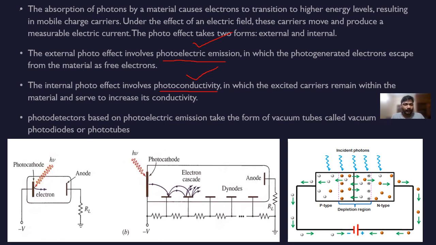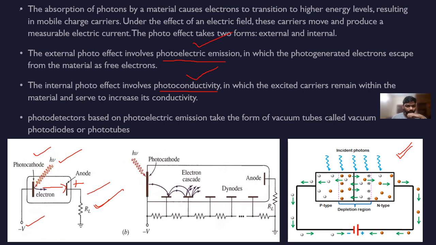The photodetectors based on photoelectric emission take the form of vacuum tubes called vacuum photodiodes or phototubes. So this is an example of a photodiode, and this is a vacuum tube, right? So this is a basic vacuum tube. This is a photocathode, and it is maintained negative, and this is positive. And when the radiant energy is incident on this photocathode, the electrons are generated, and it leads to a current.